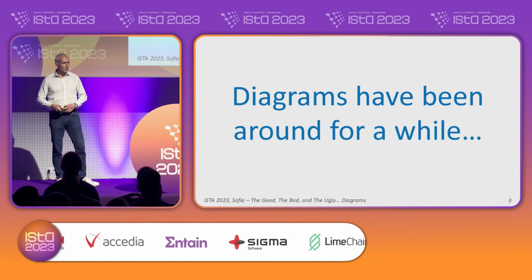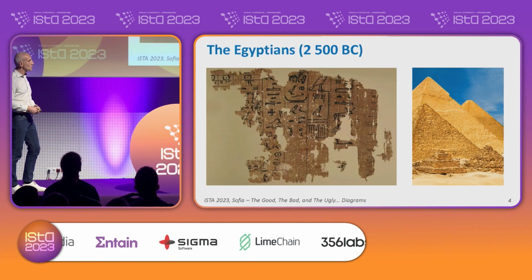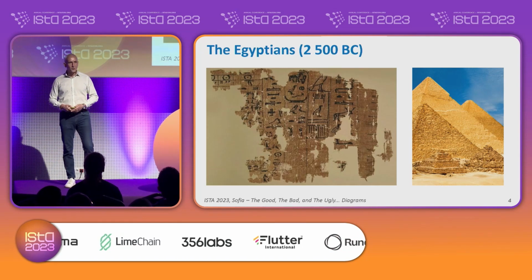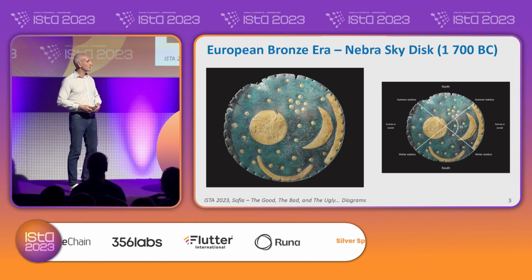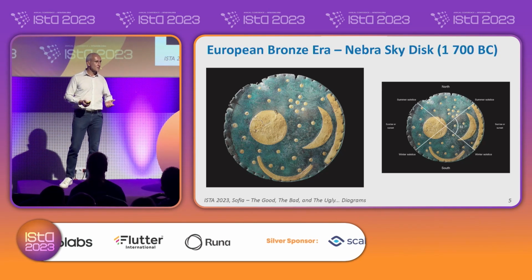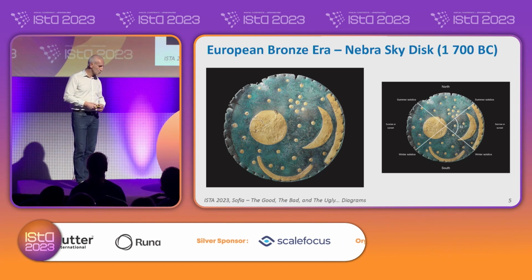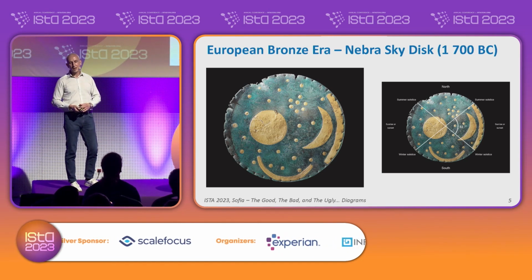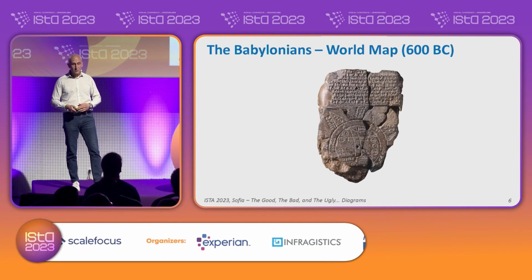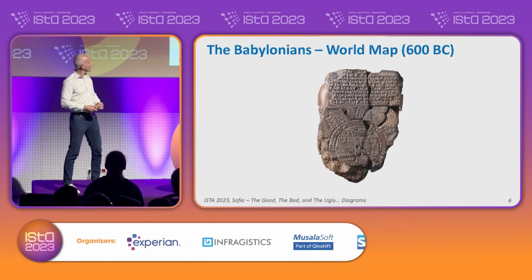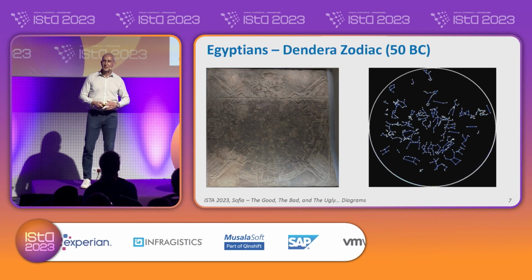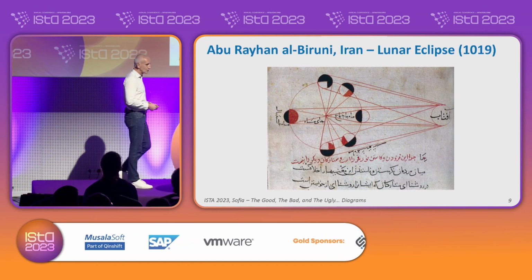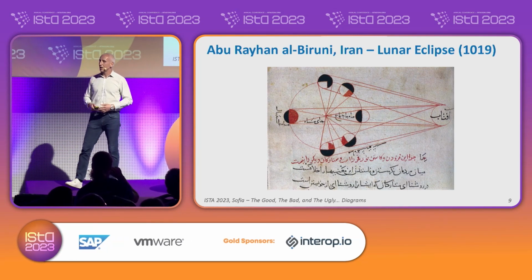So diagrams have been around for a while. I'll just go through some examples that you might not know. So the Egyptians, a long time ago, as you see, they were using diagrams to manage the process of building the pyramids. Our European ancestors, this bronze disc was found in the area where Germany is currently. So they were diagramming the stars. Also, Babylonians were diagramming the world so long time ago. This is how they thought the world looks like. Egyptians again with the stars. China, star maps. Arab people, again, interested in how lunar eclipse happens.